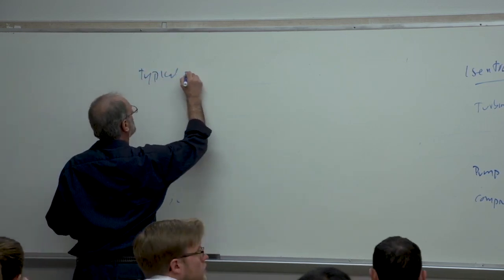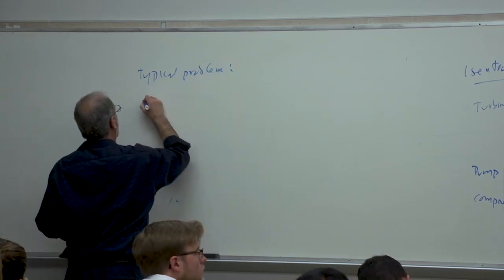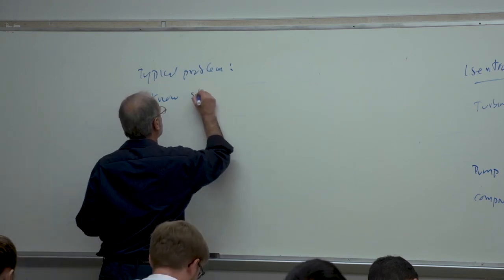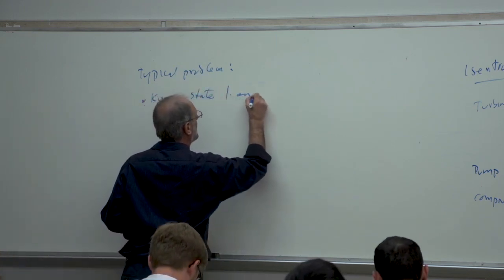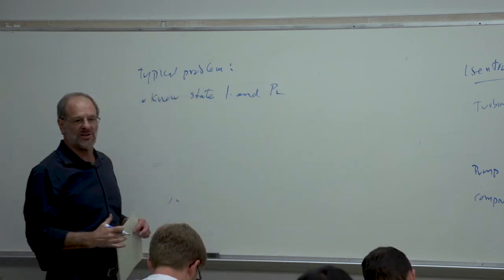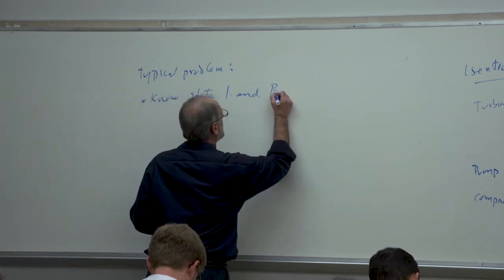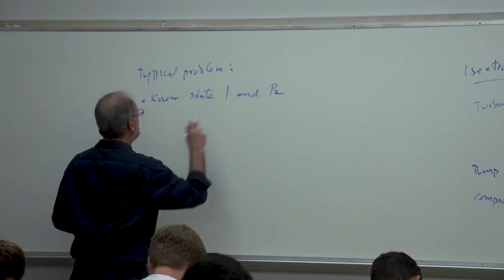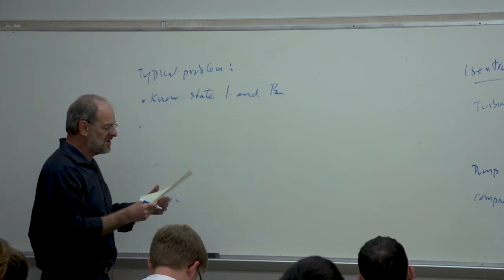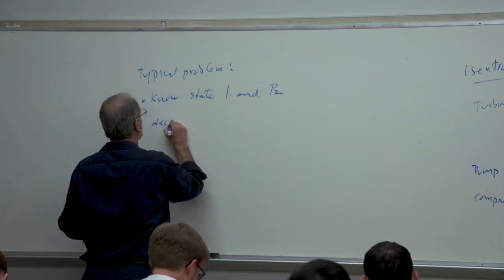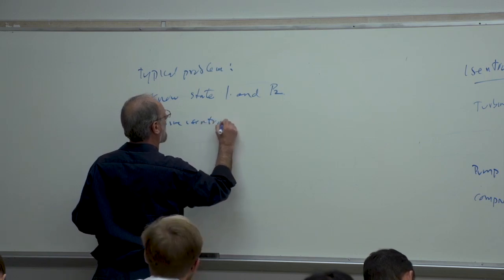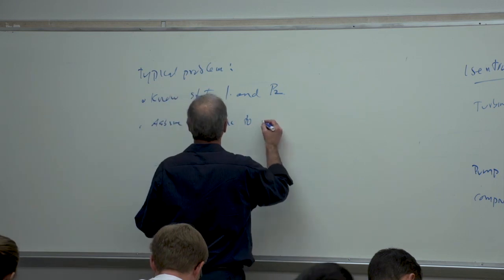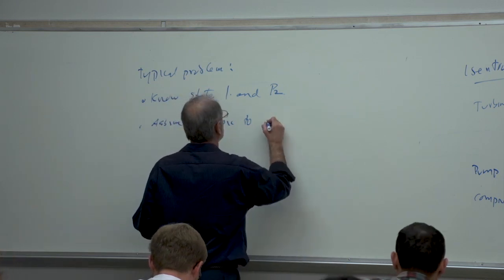So, typical problem. Typically we're going to know state 1, and we're going to typically know the exit pressure from that device. Again, this would apply to both the turbine as well as the compressor. So we know state 1 and P2. The next thing we need to do is assume that it's isentropic. And when we assume the process is isentropic, this will allow us to get state point 2s.